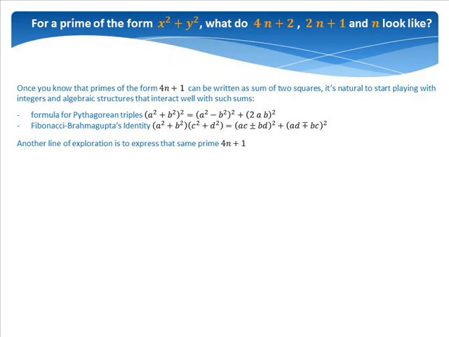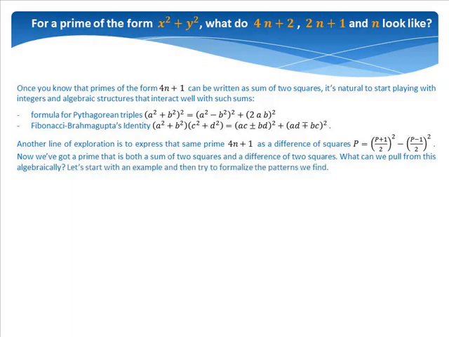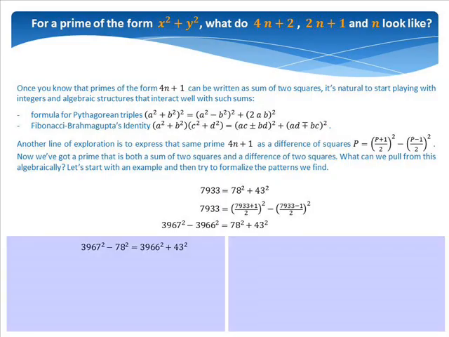Another line of exploration is to express that same prime 4n plus 1 as a difference of squares. Now we got a prime that is both a sum of two squares and a difference of two squares. What can we pull from this algebraically? Let's start with an example and then try to formalize the patterns we find. Let's examine prime 7933, which equals 78 squared plus 43 squared, which can also be expressed as 3967 squared minus 3966 squared. We can rearrange the equation in two ways.